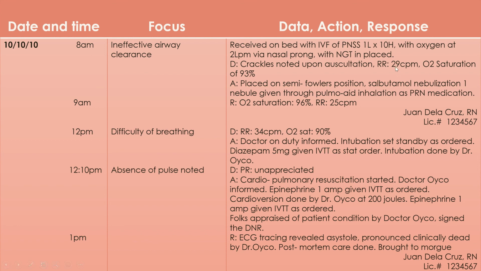And then the RR, respiratory rate is 29 cycles per minute. Oxygen saturation is 93%. So, mababa. Okay, medyo mababa siya. And therefore, so these are the data that we have collected. After the data, we have the action. So, ano yung action mo para matulungan yung kanyang breathing or yung kanyang paghinga. So, place on semi-Fowler's position. So, through positioning, di ba? Again, yung mga nursing interventions lang ha.